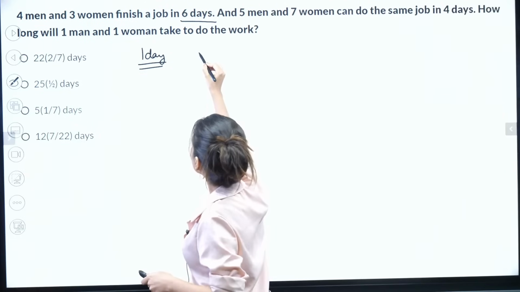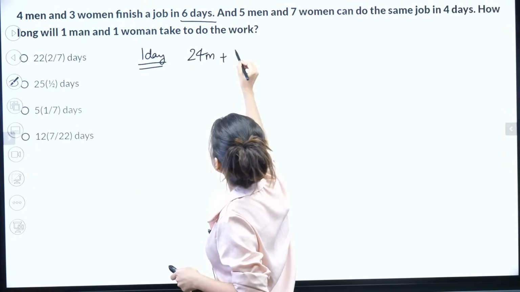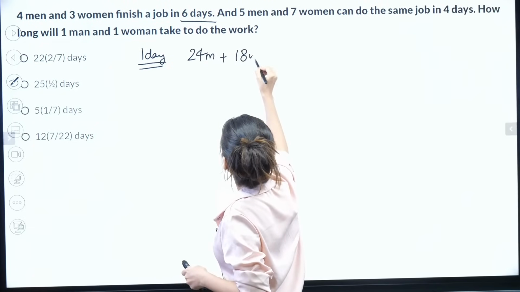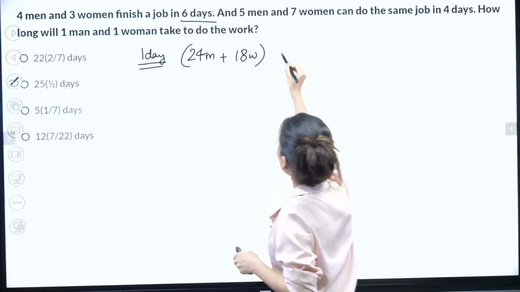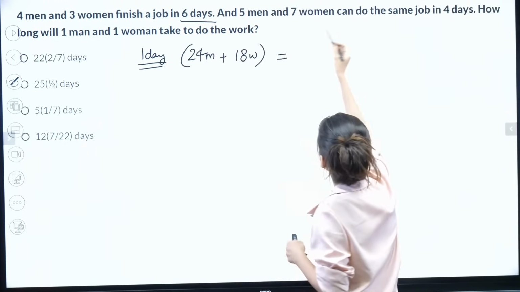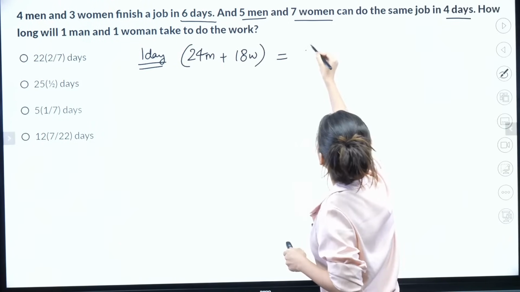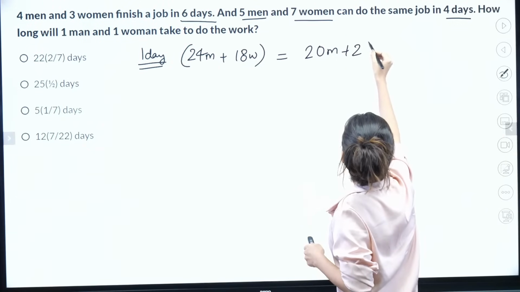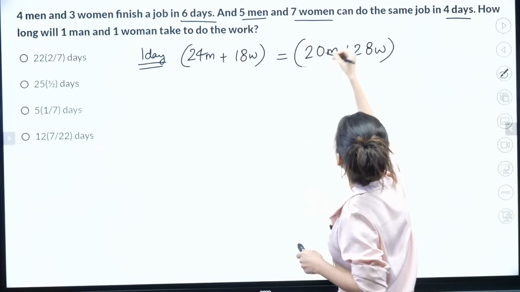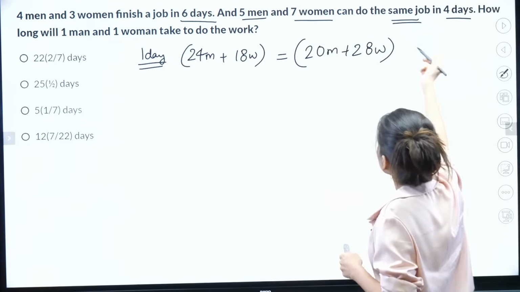So in 1 day, 24 men plus 6 3s are 18 women will finish the same job, right? And this will be equal to the same thing: 5 men and 7 women can do the same job in 4 days. So 5 4s are 20 men plus 4 7s are 28 women will do the same job. Can you see, same job? So 4 5s are 20, 7 4s are 28, right?